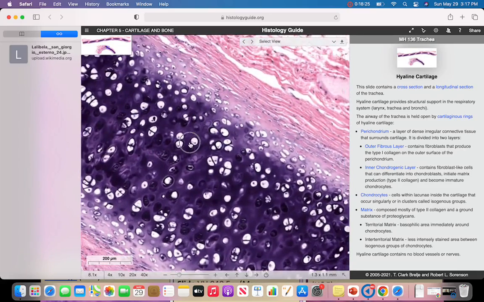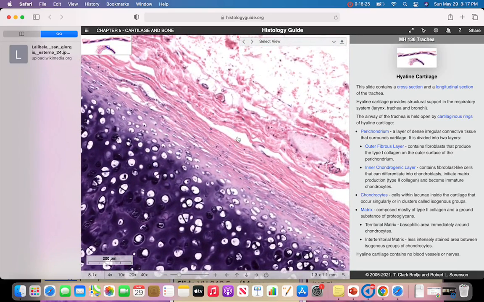And let's zoom in more and see the two layers of the perichondrium. The part that appears eosinophilic is the outer fibrous layer, and this one is the chondrogenic layer. The chondrogenic layer, as you see, consists of chondroblasts, and these chondroblasts are derived from fibroblasts.